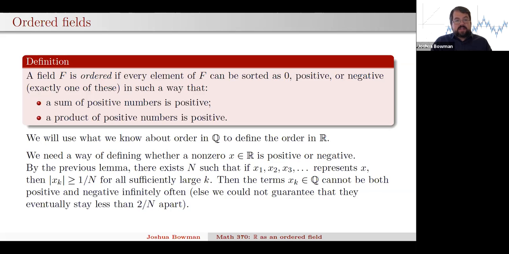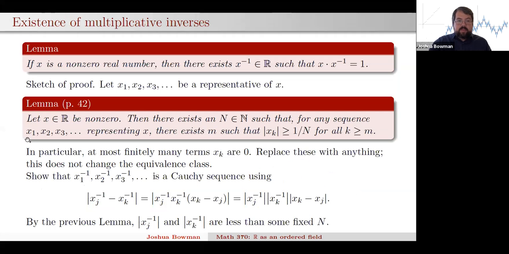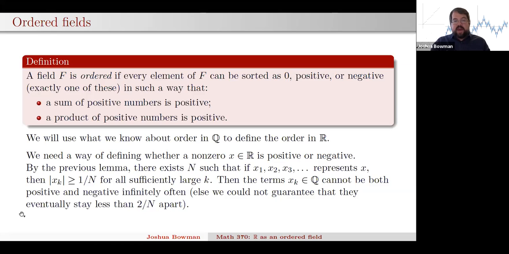What we need is a way to define whether some non-zero real number is positive or negative. So we're going to go back to this same lemma that we've already used a couple of times today. This is actually a pretty powerful property. We're going to go back to this same lemma and say, if x is non-zero, there is some capital N so that whatever sequence we choose to represent x, eventually, for sufficiently large values of k, the absolute value of x sub k is greater than or equal to 1 over n. So eventually in the sequence, the terms will be larger than 1 over n, away from 0.